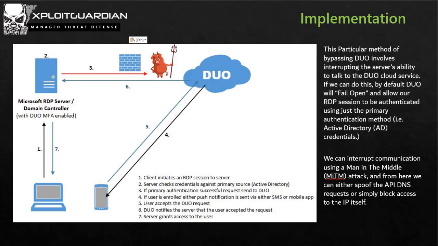With this in mind, the key to bypassing default DUO installations is to interrupt the communication between the DUO application proxy installed on the server and the DUO cloud. This can be done a number of different ways, such as performing DNS spoofing or simply denying the traffic between the application and the cloud service. But before we go any further, let's take a quick look at how DUO should function.